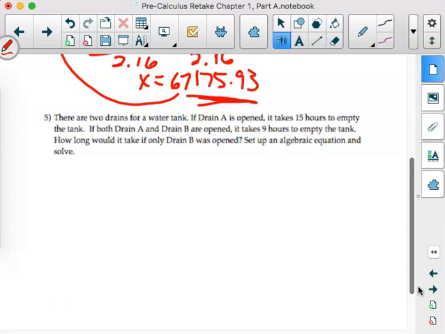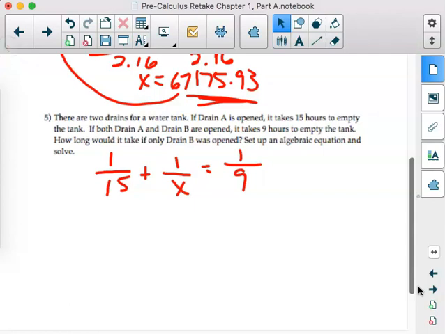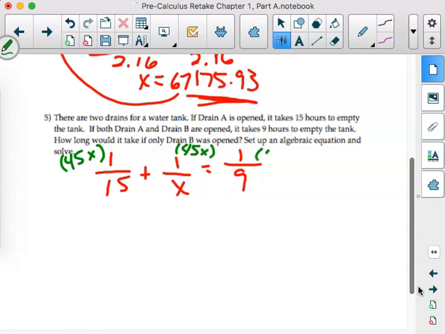Again, just like the ones that we had in the review for you. So one job takes 15 hours plus the other, we don't know. We don't know how long it's going to take drain B. But together, we know that it takes 9 hours. And then you find the LCD, and that would be 45x, and you multiply by 45x for all 3 of the terms.